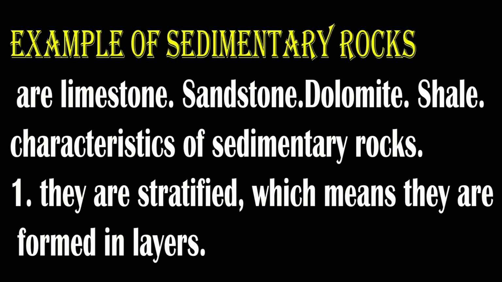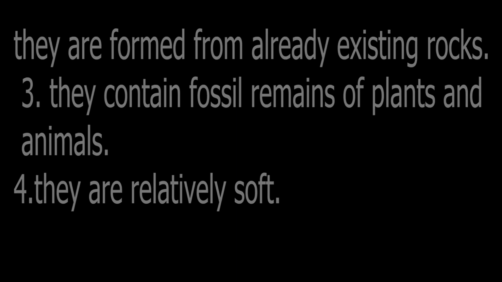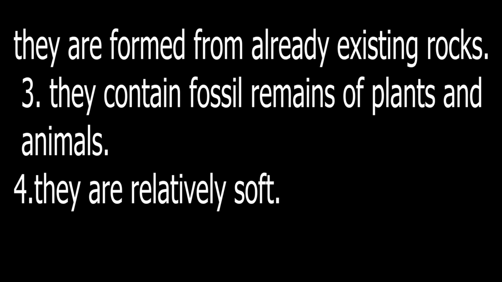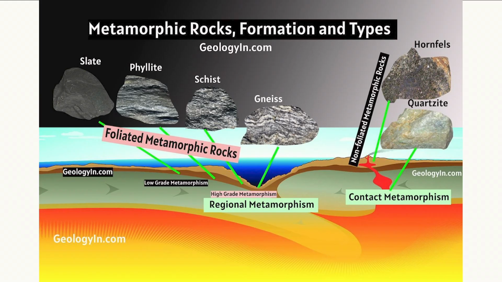Number one, they are stratified, which means they are formed in layers. Number two, they are formed from already existing rocks. Number three, they contain fossil remains of plants and animals. Number four, they are relatively soft.